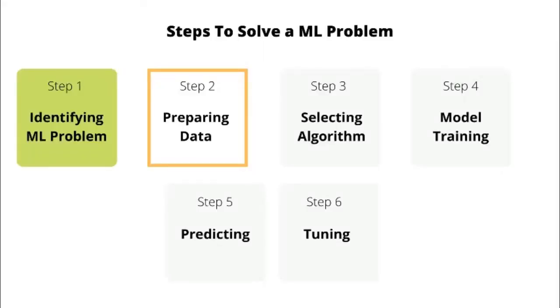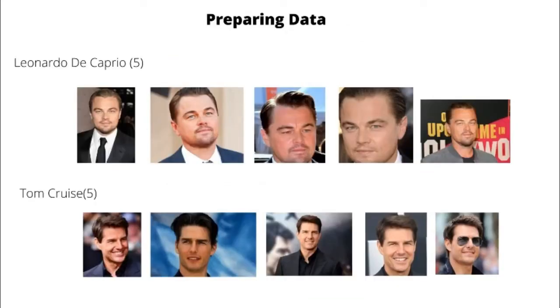We have already identified the ML problem. Now we move to step 2 of preparing data. For simplicity purpose, I have taken 5 images of Leonardo DiCaprio and 5 images of Tom Cruise to train our model. Now let's see how Teachable Machines is going to build a classification model using this training data.